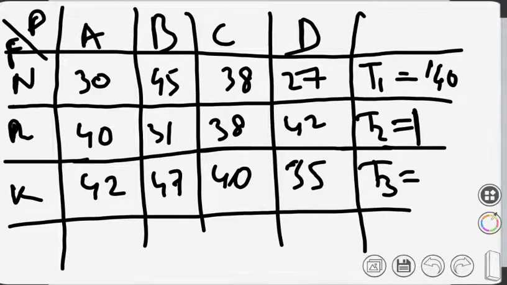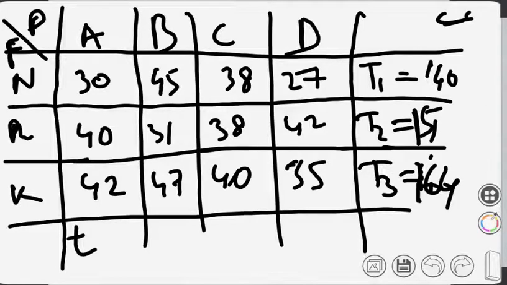Then T3 is 164. So we have got capital T1 as 140, T2 as 151, T3 as 164. Now small T1 is 112. Then small T2 is 123.